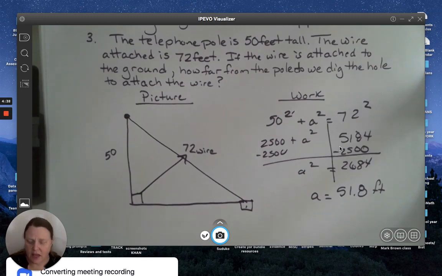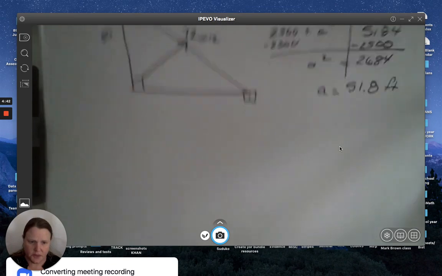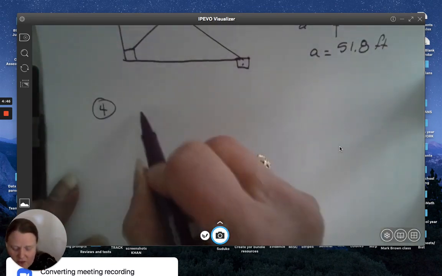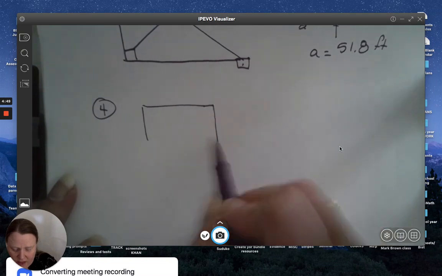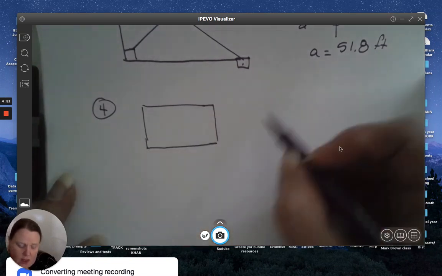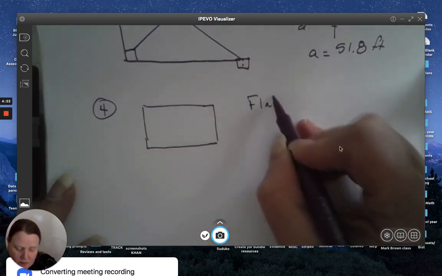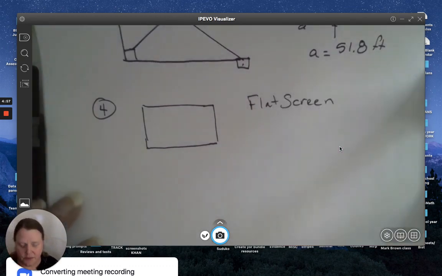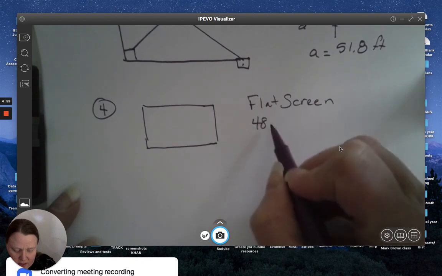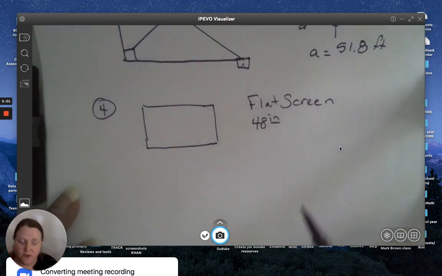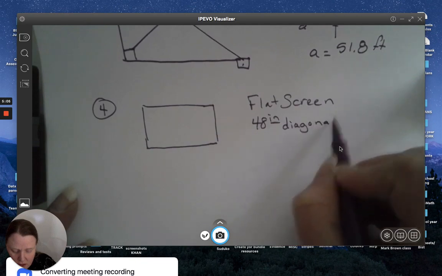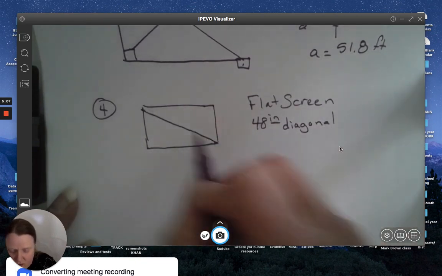The only other type of problem that is fairly normal is when I use the word diagonal. If I were to do one last problem before we go, say I have a flat screen TV, and the diagonal is what they measure it by. They'll say something like it's a 48-inch TV, and that's the diagonal. It automatically then makes the right triangle.